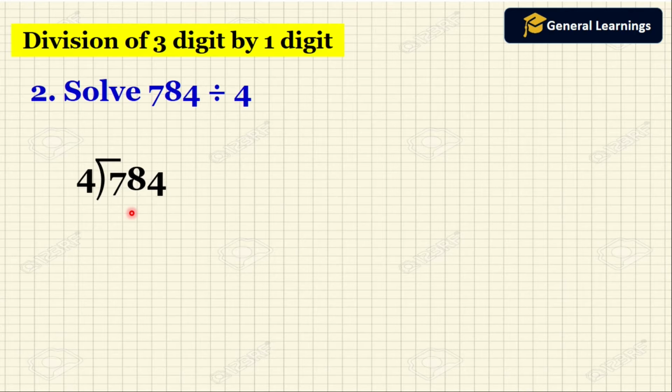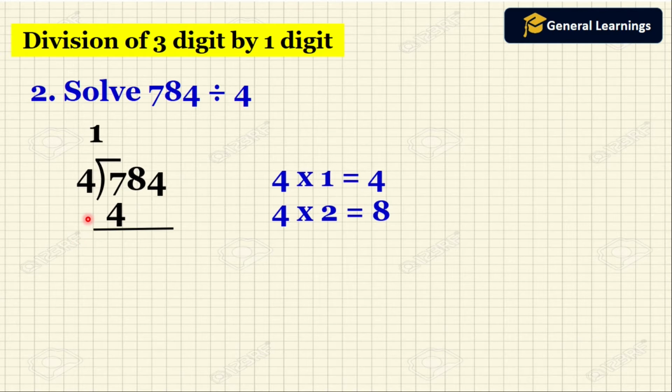For that we first need to check the multiplication table of 4. The table tells us 4 ones are 4 and 4 twos are 8. Whereas 8 is greater than 7, we should not take that. So we should use 4 ones are 4. Write this 1 in the quotient and write the product 4 below 7, and then draw a line, then subtract. Subtract 4 from 7. We get 3.